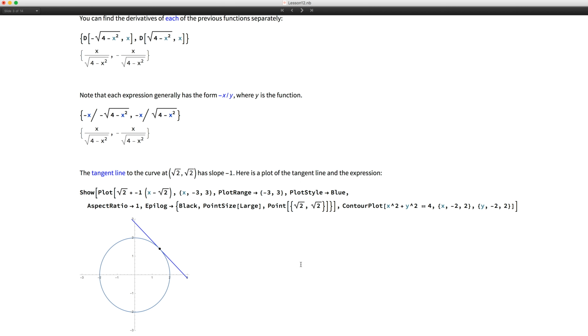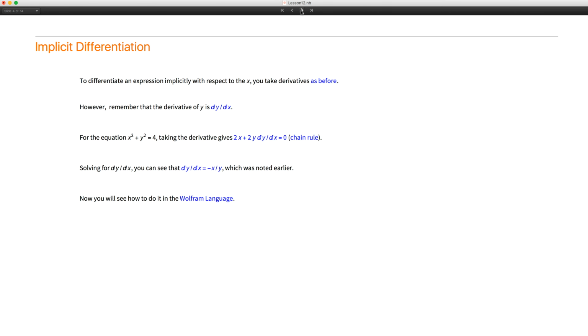But of course, this is a very roundabout way of doing things, and what we want to do today is to try and do things in a much more clear-cut, simple way, and that's the notion of implicit differentiation.